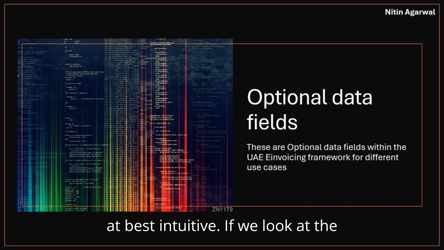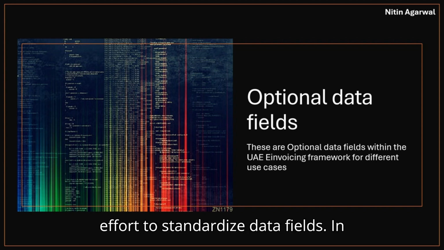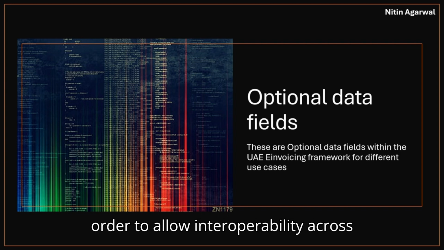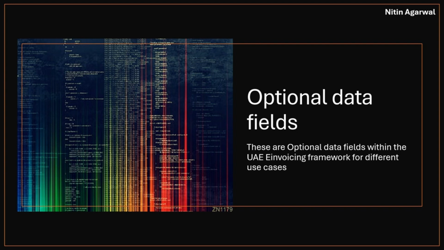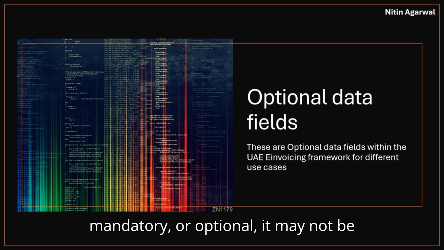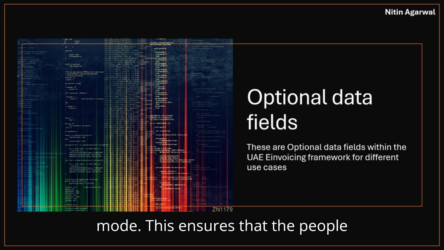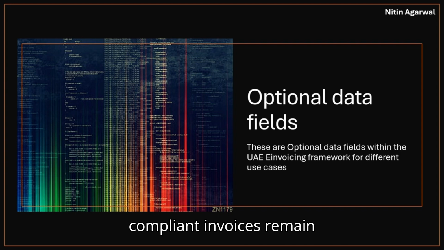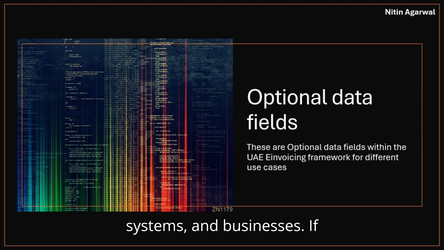The answer is at best intuitive. If we look at the basic framework of OpenPeppol, it is an effort to standardize data fields in order to allow interoperability across borders. An apple must be spelled, pronounced, and understood as an apple, whether it is the UAE or it is France. To ensure this, if a field is not classified as mandatory, conditionally mandatory, or optional, it may not be included in a Peppol e-invoice because it is not part of the standardized data model.